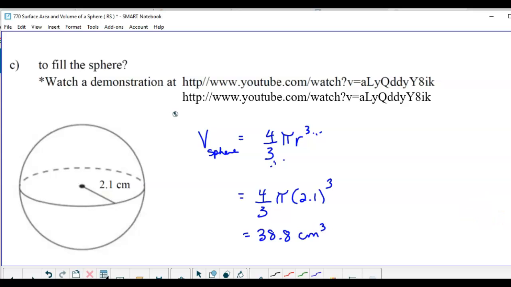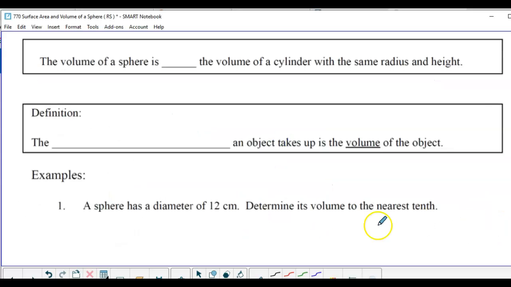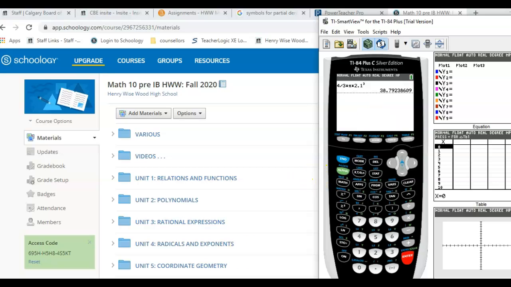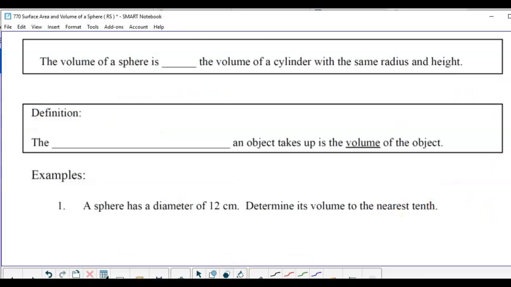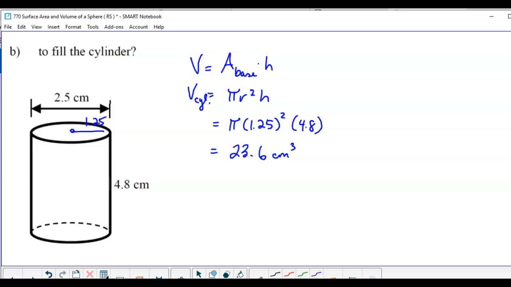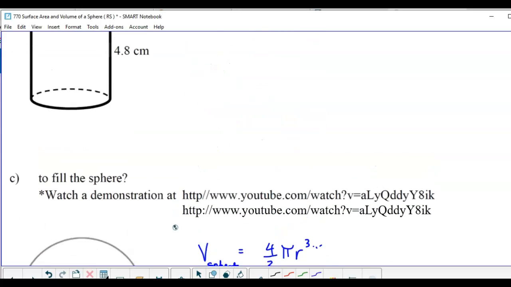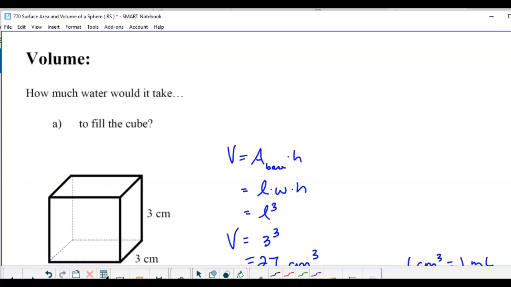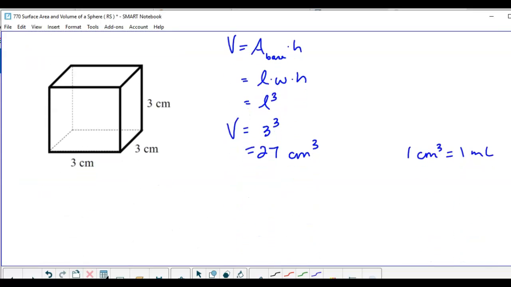All right. Then it says, compare the volume of a sphere to the volume of a cylinder with the same radius and height. Take a look. If we look back at our last page here, now this wasn't the same. Sorry, I've got to go back one more page here. Oh, maybe I've got to go back.